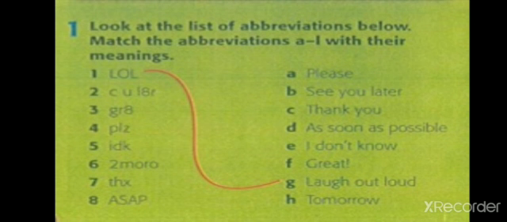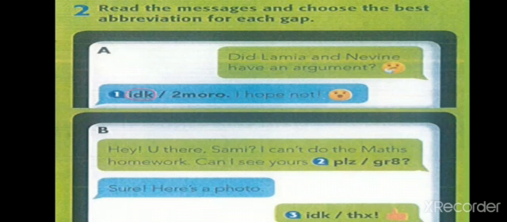2MORO. Tomorrow. THX. Thank you. ASAP. As soon as possible. Another exercise. Read the message and choose the best abbreviation for each gap.